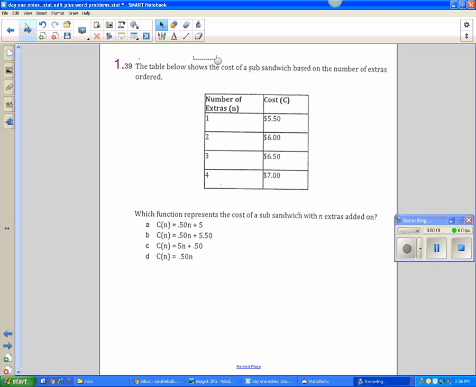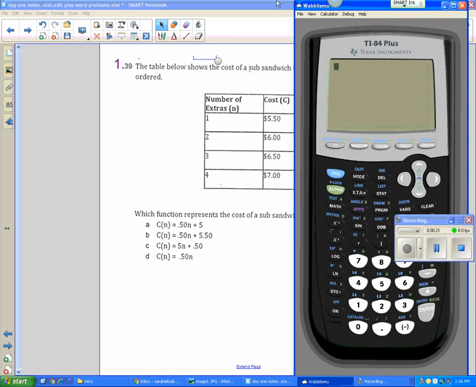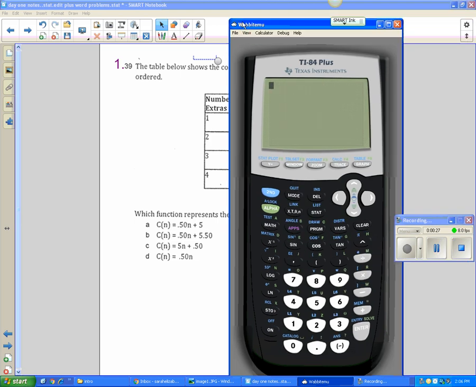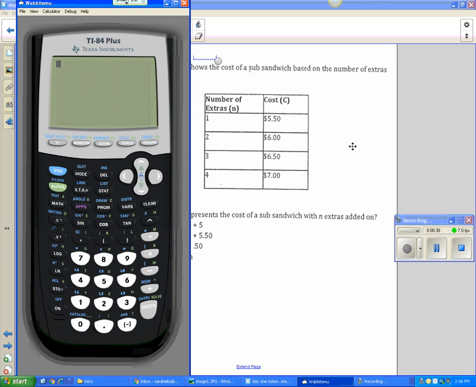Okay, in your calculator, you need to do this with me. I'm not going to help people who are not following directions today. So if you don't follow directions, you will not get help from me.